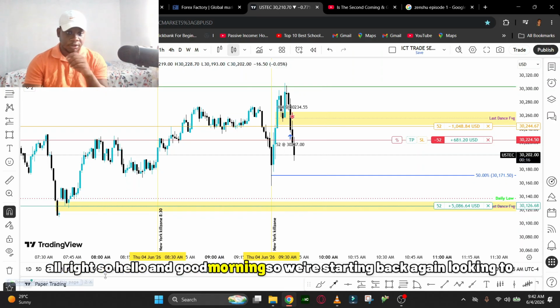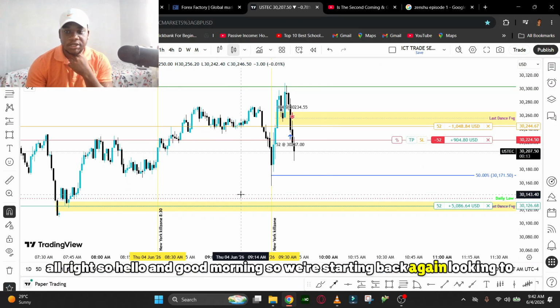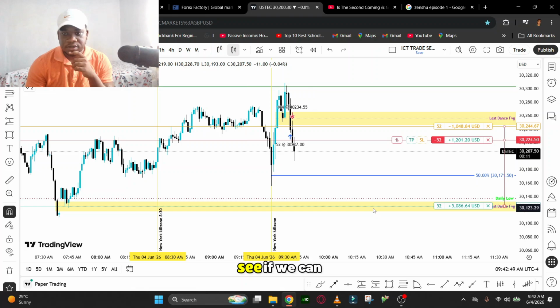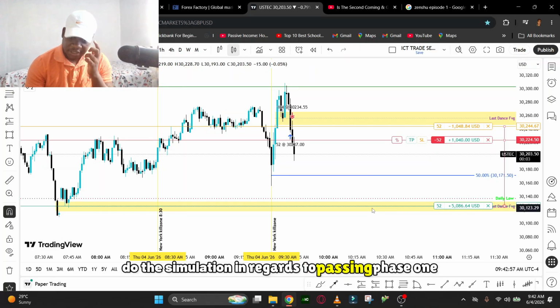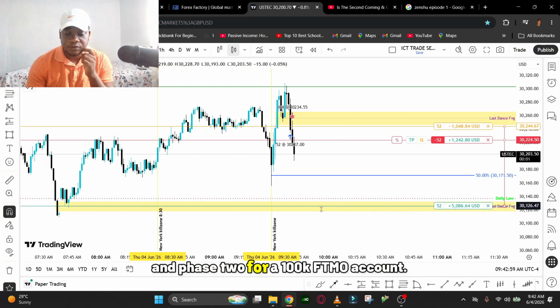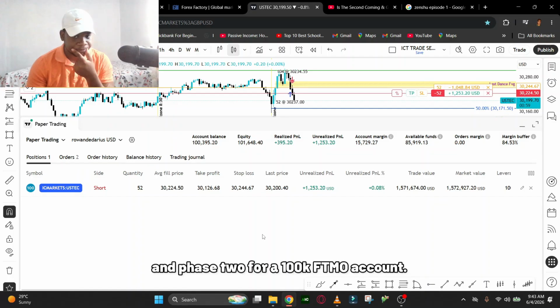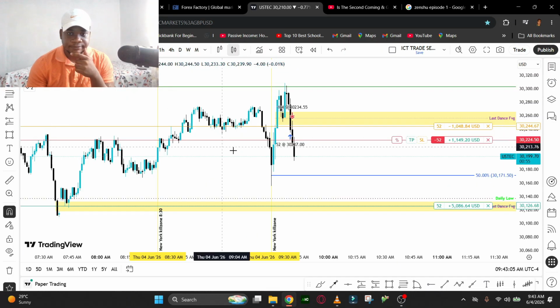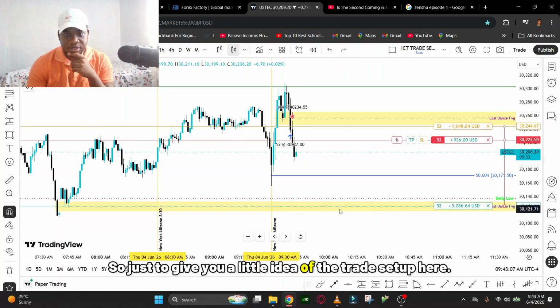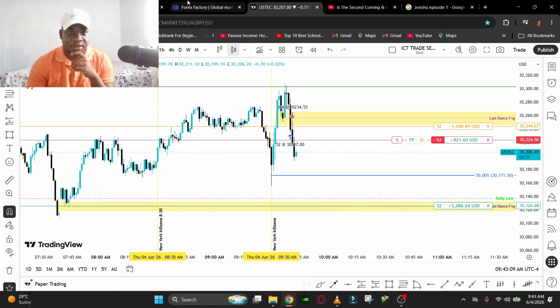Alright, so hello and good morning. So we're starting back again, looking to see if we can do the simulation in regards to passing phase 1 and phase 2 for a 100k FTMO account. So just to give you a little idea of the trade setup here.